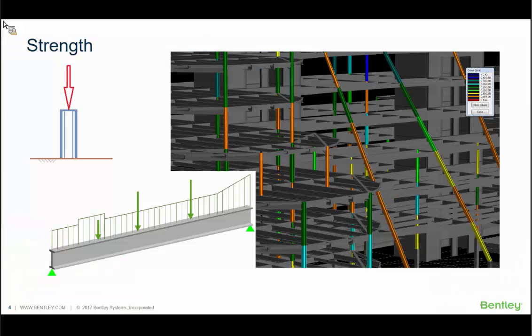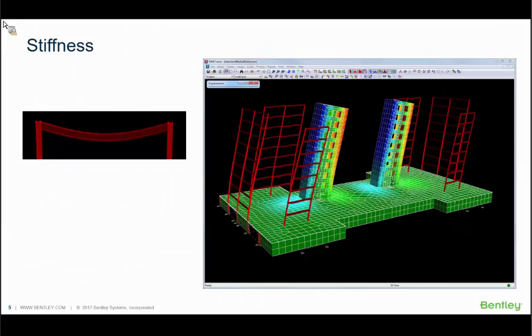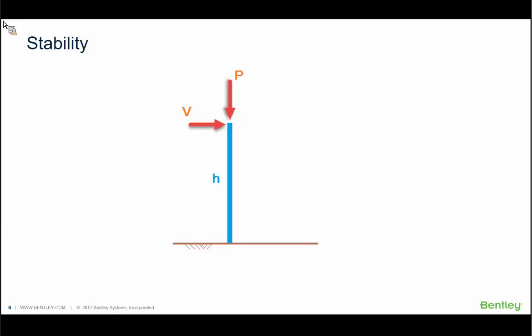As structural engineers, we spend a lot of time dealing with issues of strength. What are the loads? What are the capacities? Are the columns, beams, and braces strong enough to carry their loads? Stiffness is another major issue of concern. Are the beams deflecting too much? Is the building drift within acceptable limits?